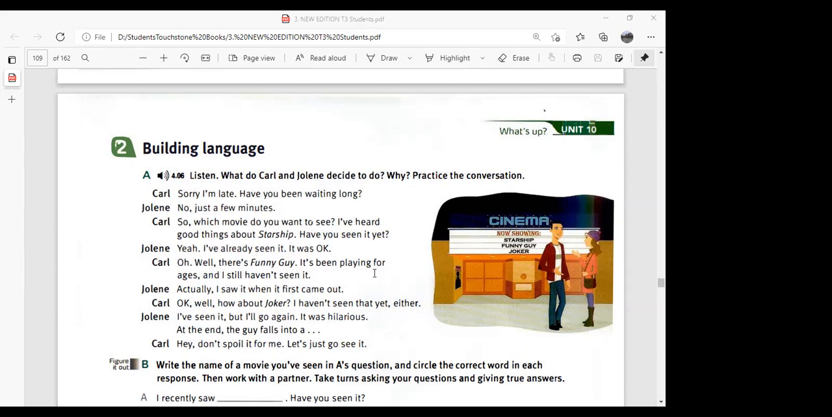Page 101. 2. Building language. A. Listen. What do Carl and Jolene decide to do? Why? Practice the conversation.